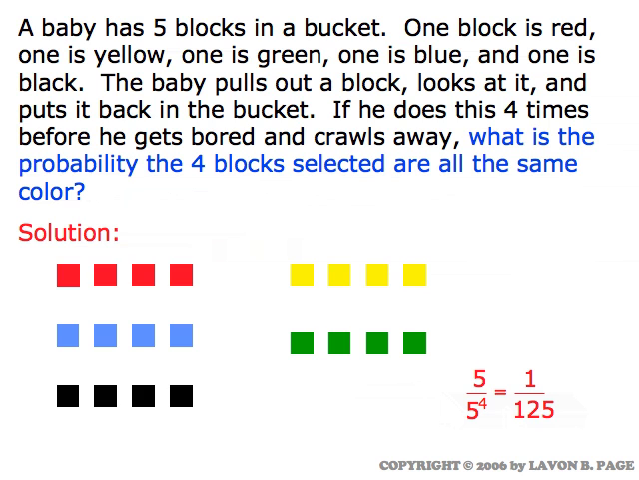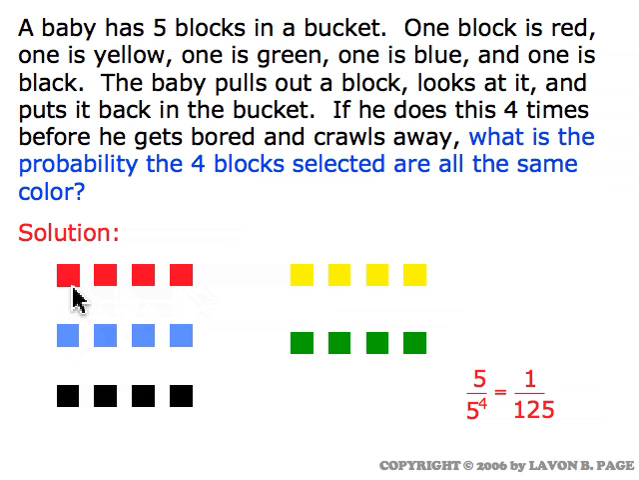In the next variation, we'll ask what's the probability the 4 blocks selected are all the same color. Well, there are 5 color sequences that would produce 4 blocks of the same color. The baby might select the red block on all 4 draws. Well, there's only one red block. He might select it all 4 times because the block is returned to the bucket every time, remember.